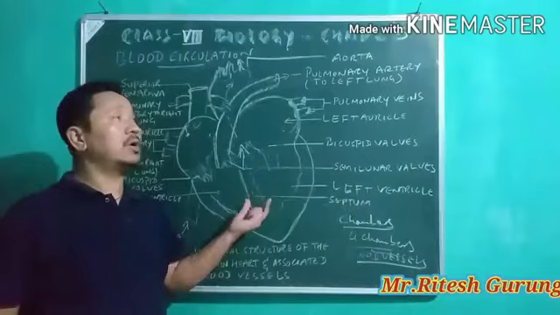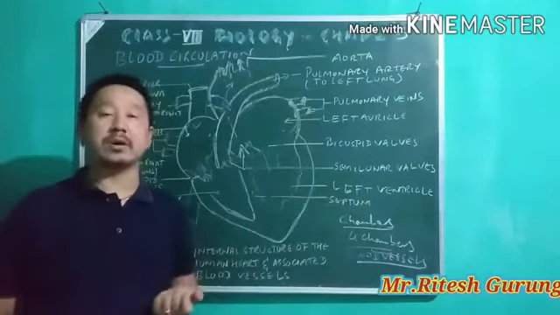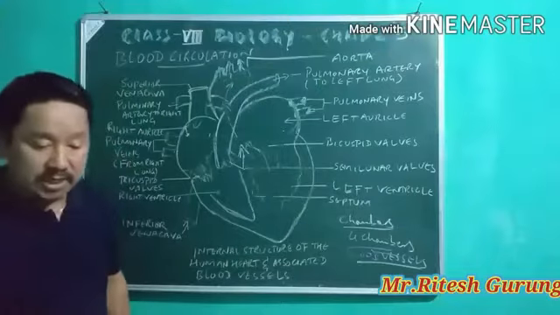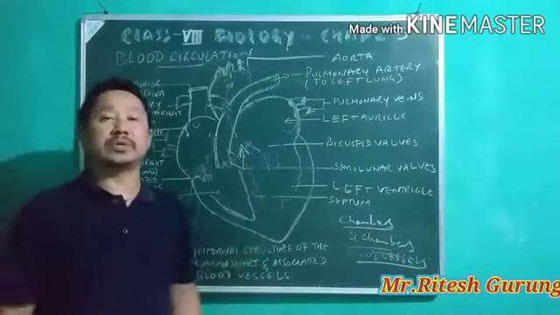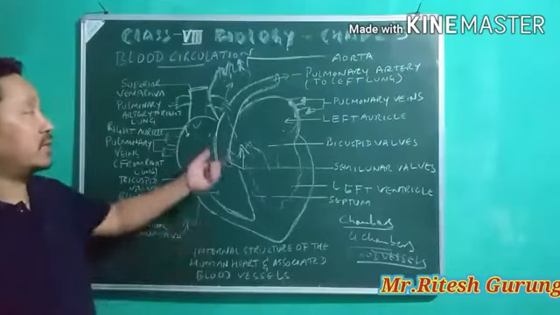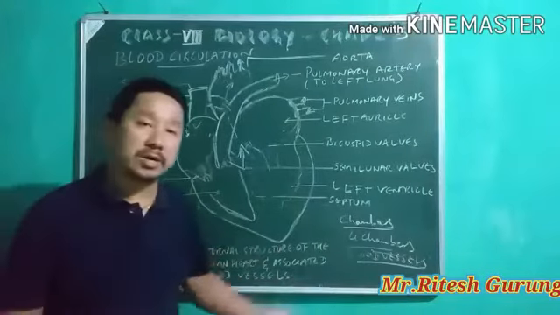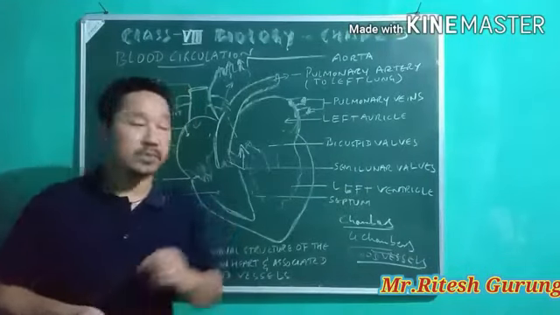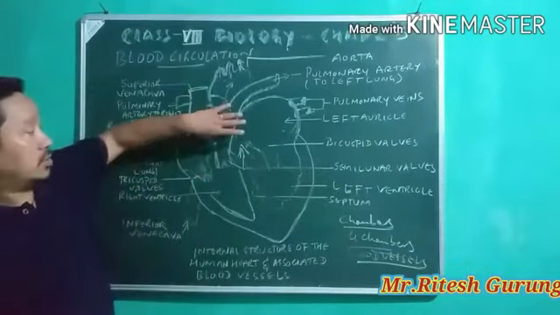So it is called the pumping organ. It pumps and distributes. It collects and distributes the blood to different parts of the body. That's the main function of this organ, which is a very important organ in the circulatory system. So let me tell you once again.